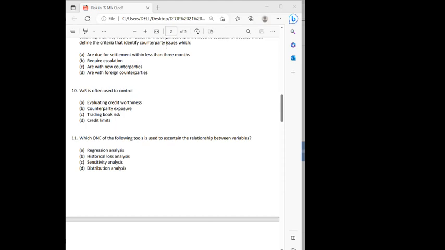Right. Let's see the question. Value at risk is often used to control evaluating credit worthiness, counterparty exposure, trading book risk, credit limits. So, value at risk, what risk are we using it for? We are using it for market risk. Market risk is there in the trading book. The correct answer is C.